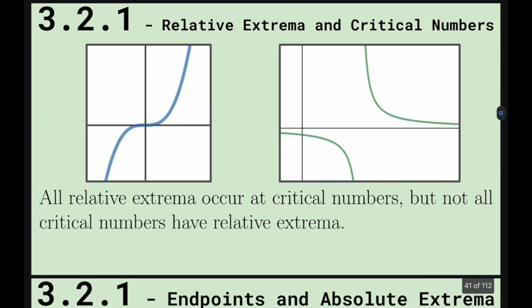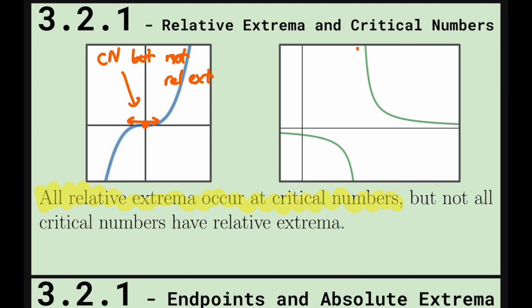Relative extrema and critical numbers. This is important to understand. All relative extrema occur at critical numbers, but not all critical numbers have relative extrema. So it works one way but not the other. If there's a relative extrema, there's a critical number. But sometimes there are critical numbers, like right here, where the derivative is 0, but clearly there's no hill or valley. So this one is a critical number, but not a relative extrema.